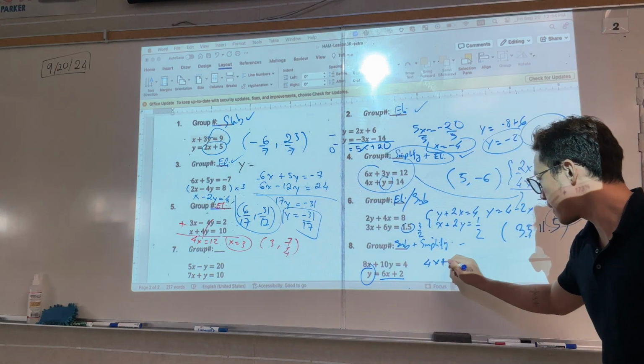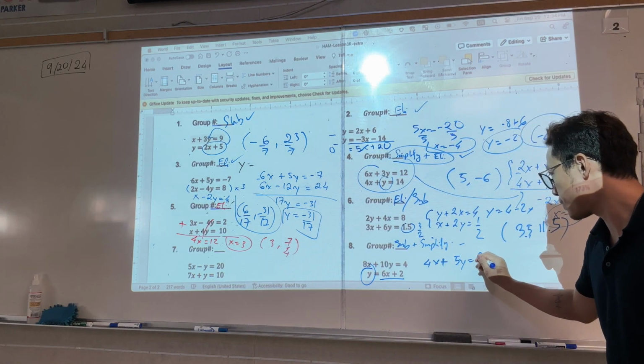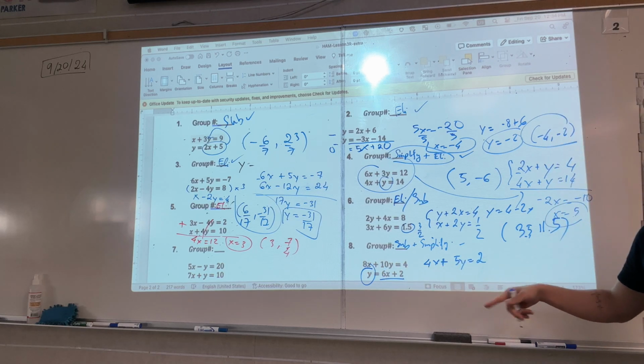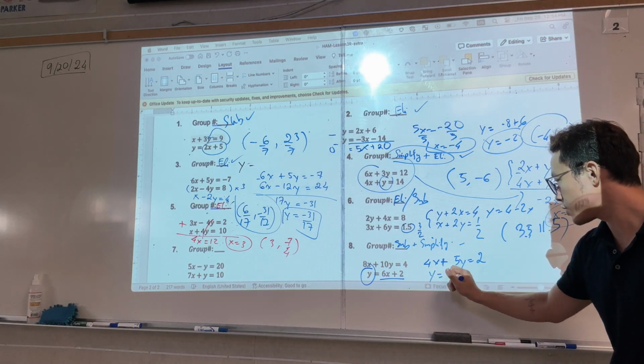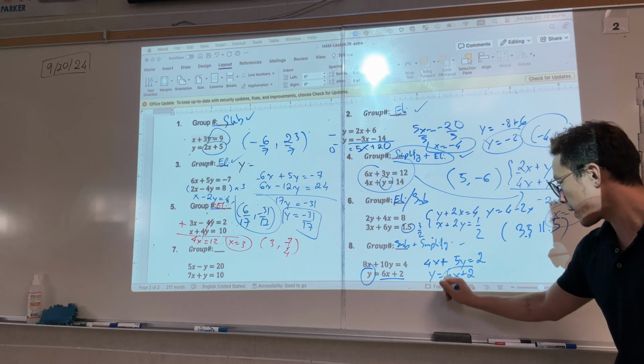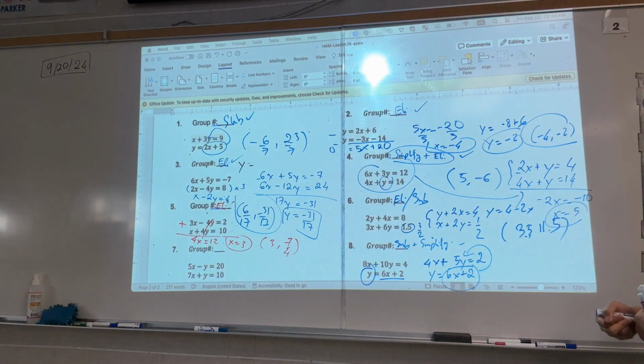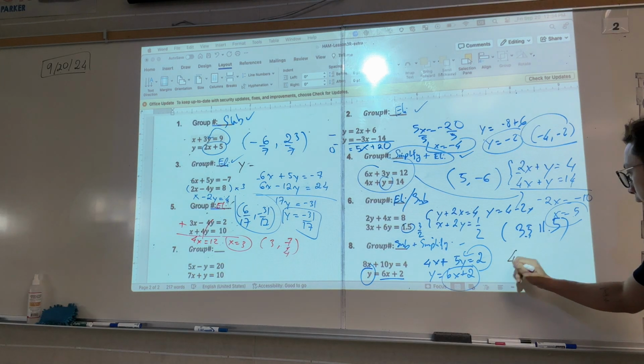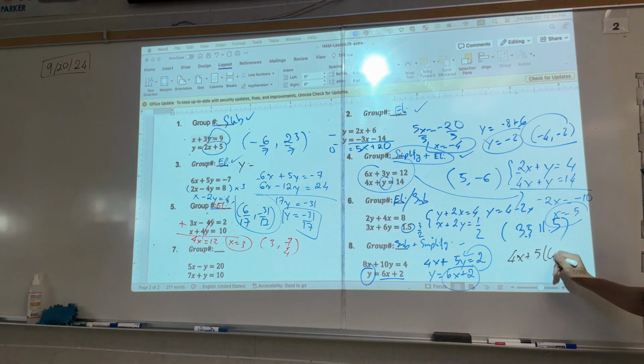So 4x plus 5y equal to 2. Let's divide everything, just a smaller number. And then y equal to 6x plus 2. So plugging that here into the y. So 4x plus 5 times (6x plus 2) equal to 2.